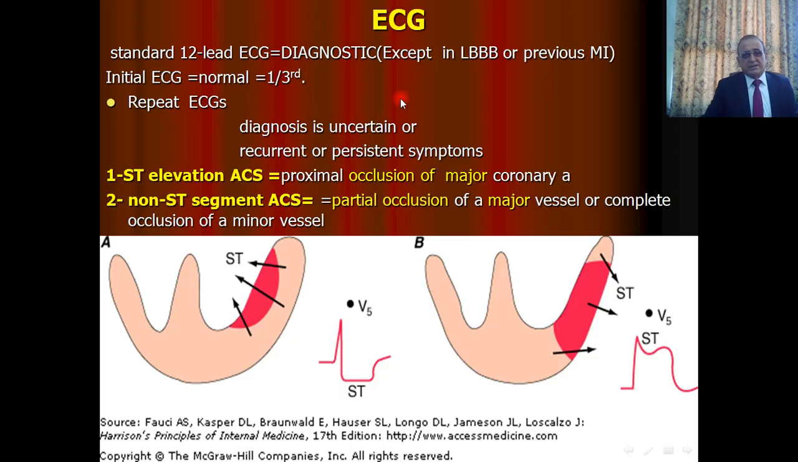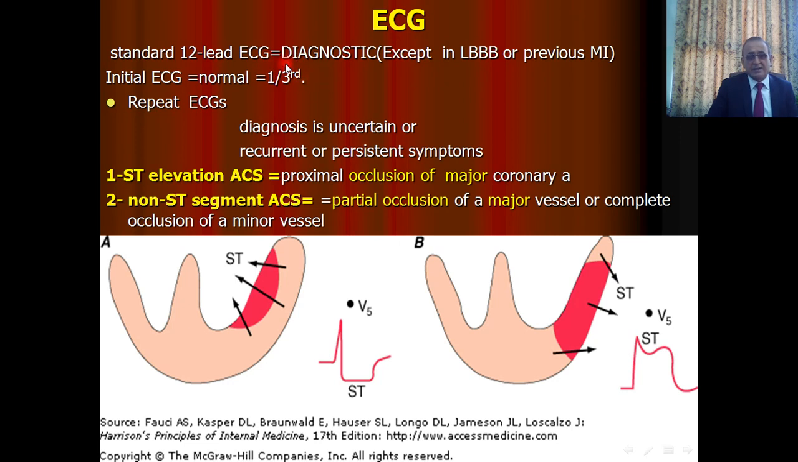Now I will talk a bit in detail about the ECG. The standard 12-lead ECG is almost always diagnostic of acute myocardial infarction, except when you have left bundle branch block or previous MI. But remember one important thing. The initial ECG might be normal in one third of the patients. So when a patient comes to you with typical chest pain and the ECG is normal, don't discharge him or tell him that everything is okay.